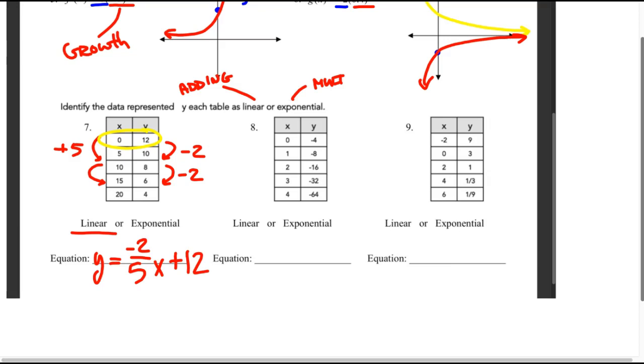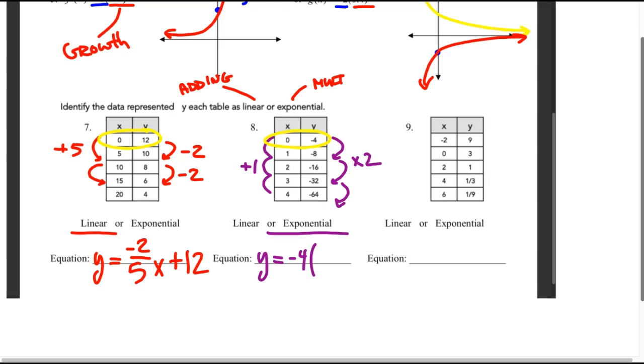Number 8, this one's kind of nice because it just goes up 1, up 1, up 1 on the x, so that's slick, and then it seems to be multiplying by a 2 each time. So this is a times 2, times 2, times 2. So the growth factor is times 2, but it looks like we have a negative starting point. So that's exponential. It's going to have a starting point of -4, and you know that because that's where the x is 0 part. That's a starting point, the y value when x is 0.